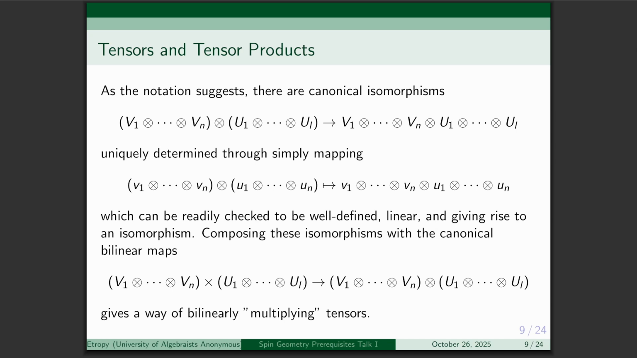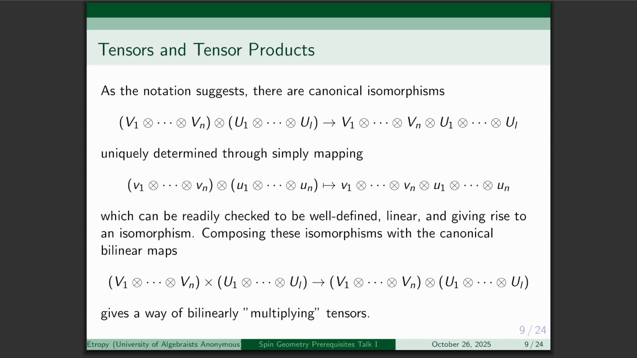Then the second kind of tensor product, the one between Vn and U1, is the one of putting the left tensor and the right tensor together into the tensor product of the tensor spaces. And then the third one has V1 through Vn just with U1 through Um.